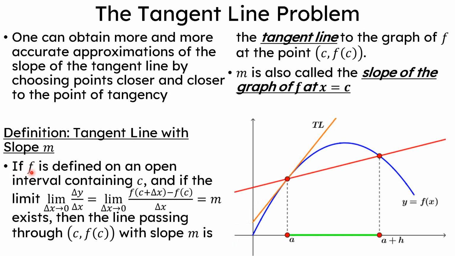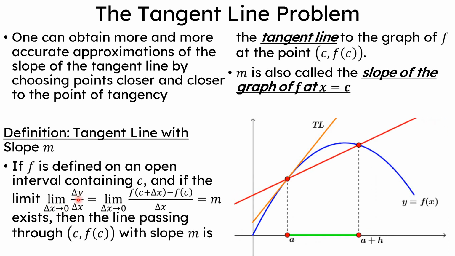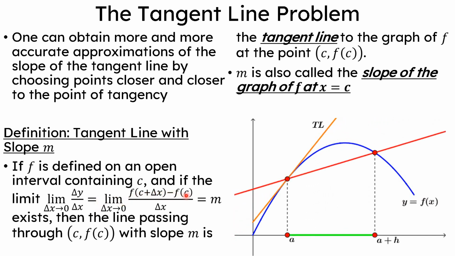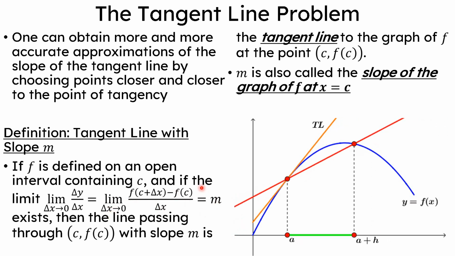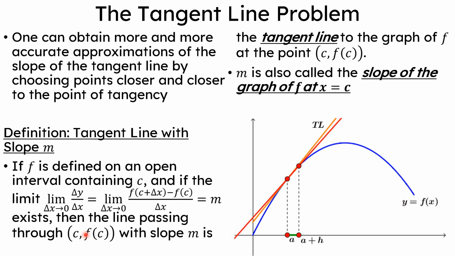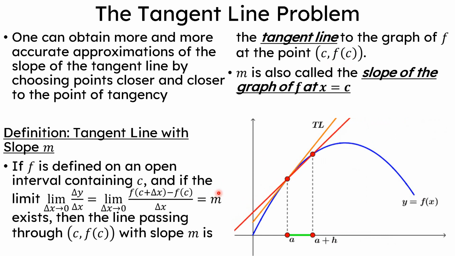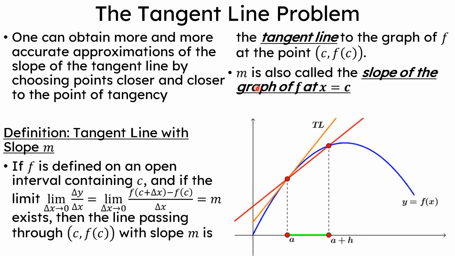As follows: if f is defined on an open interval containing c, and if the limit of delta y over delta x as delta x approaches 0, which is equal to the limit of f of c plus delta x minus f of c over delta x as delta x approaches 0, equals m exists, then the line passing through the point c, f of c with slope m is the tangent line to the graph at the point c, f of c. That's why we can also call m the slope of the graph, not just the tangent line, but the slope of the graph at x equals c.